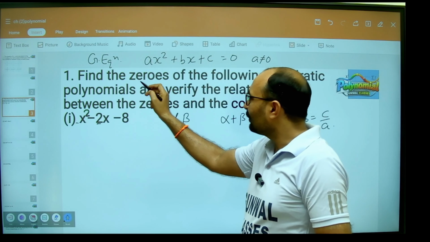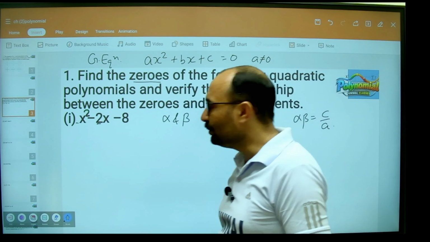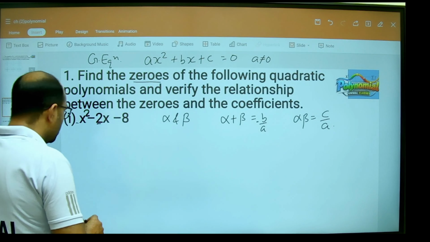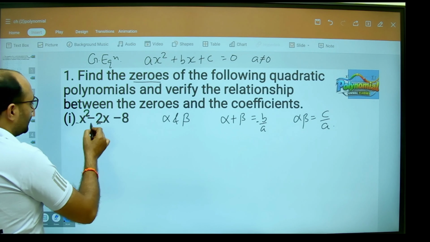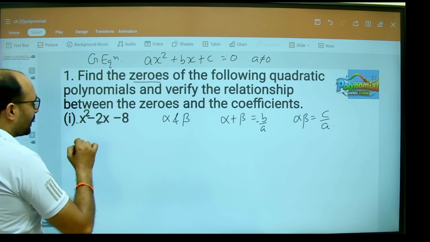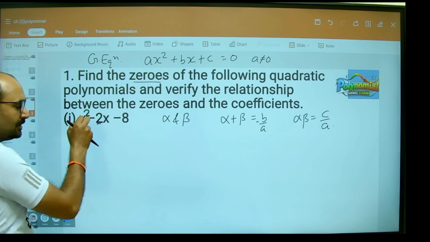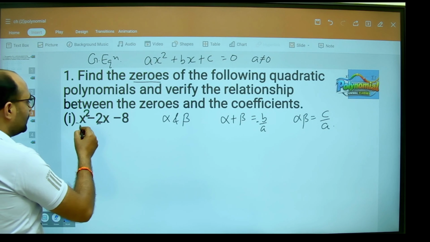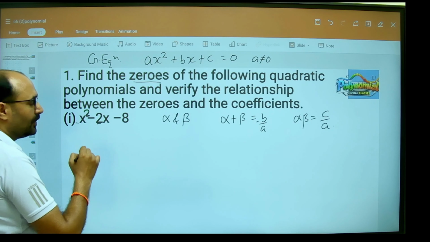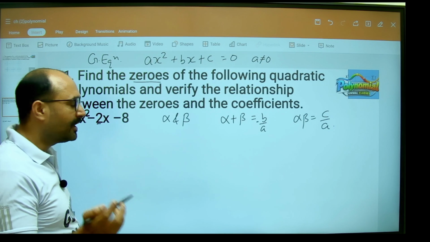Now, first of all we will calculate the zeros. Which two values satisfy this given expression? Look here, this term is negative. There are multiple ways to solve this expression. I am solving this expression by splitting the middle term.